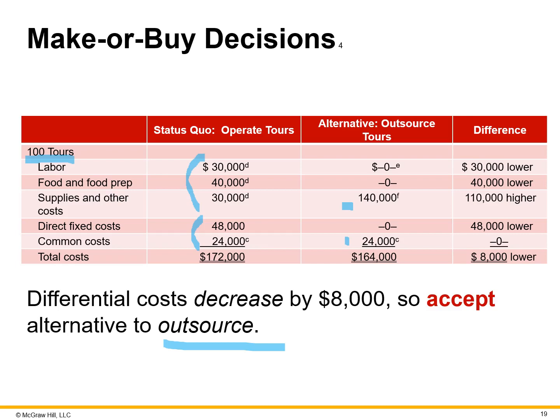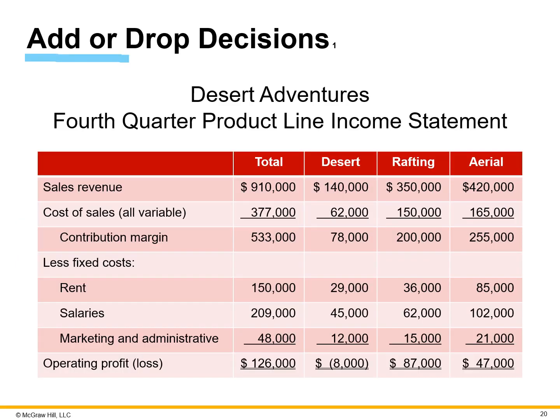Here's another scenario with the same company. Desert Adventures has desert tours, rafting tours, and aerial tours. And a quick glance shows that the aerial tours make a profit, rafting tours make a profit, but the desert tours result in a loss. So we have to determine whether or not to keep or drop the desert tours. It seems like, at first glance, that we should drop the desert tours if it's losing money, right?